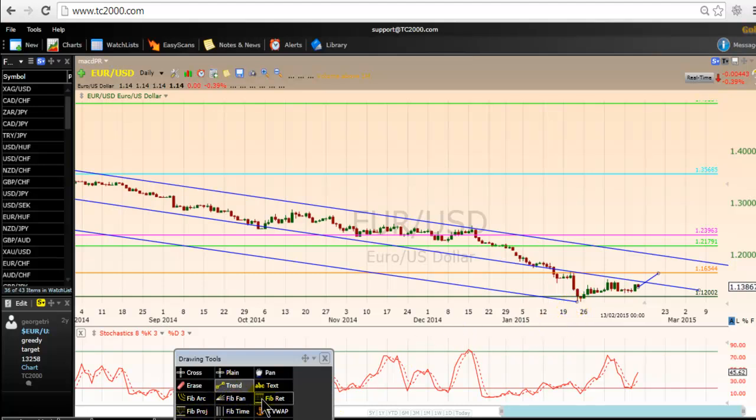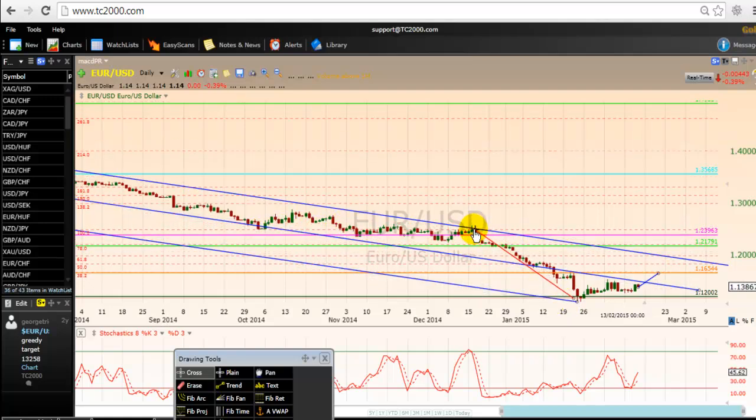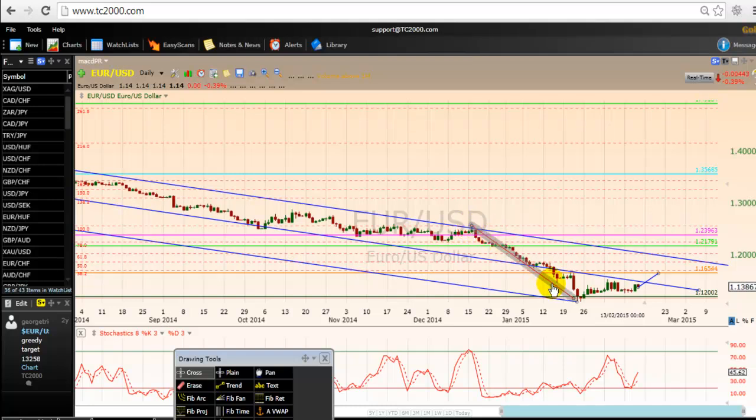So, very fast, ladies and gentlemen, I'm going to draw a Fibonacci retracement here. You see the last move here, this move down. You can see here it went a little bit horizontal. I'm on the daily chart. You can do exactly the same on your chart. You see it went down like this.